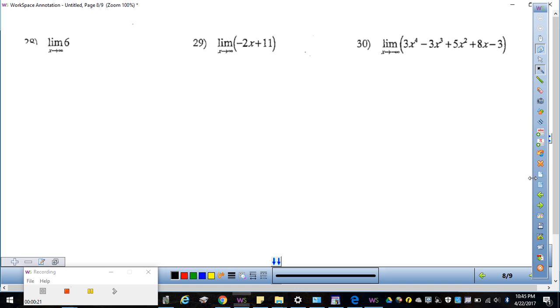Okay, and then moving into the final section here, 28 through 36, all of these limits are either approaching positive infinity or negative infinity. So remember before, in one of the first examples that we did, if we're ever doing the limit of a constant value, this is the horizontal line y equals 6, the y value will always be 6, so the limit is just 6. For this one, the limit as x approaches infinity.